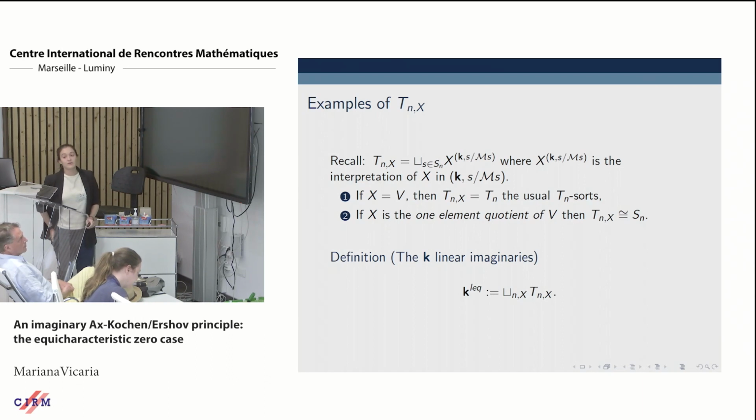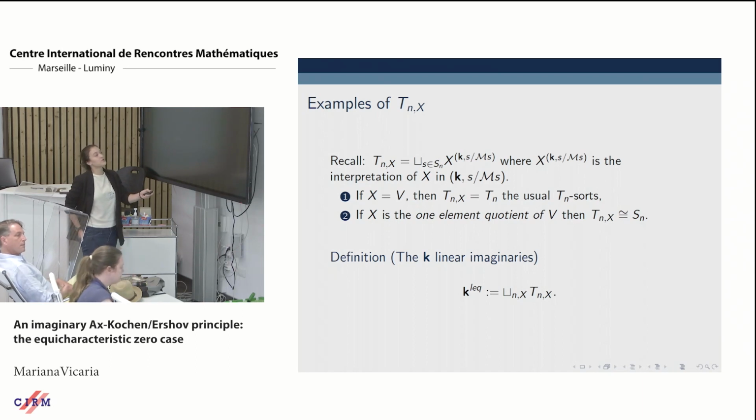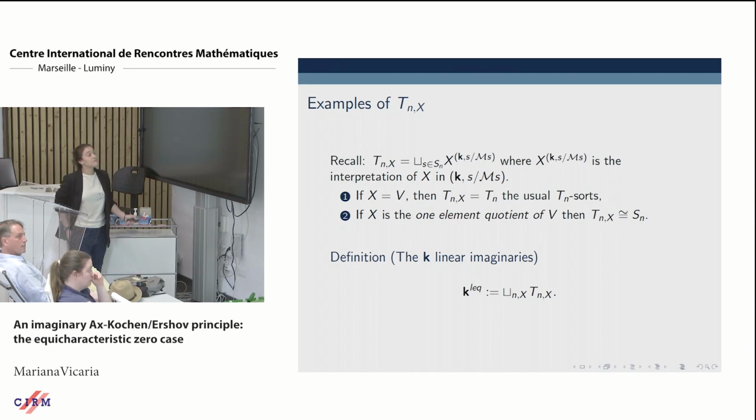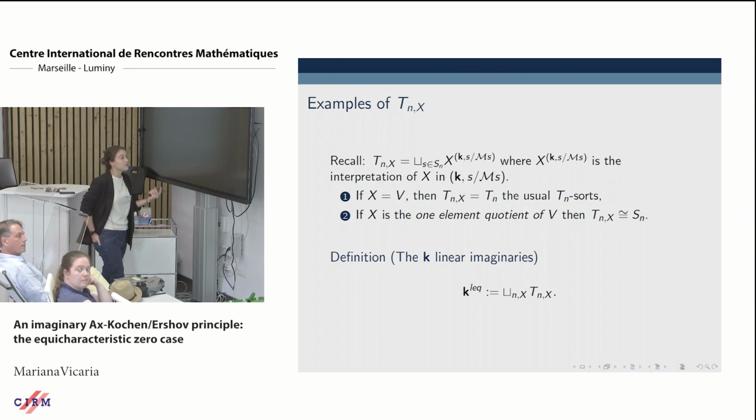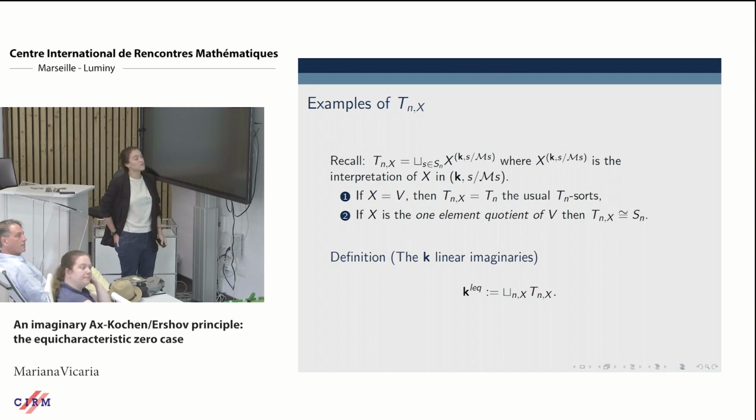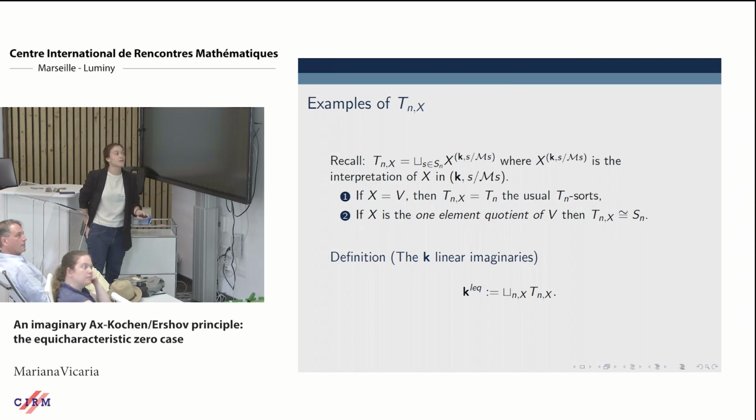So let's give some examples of these T_n^X sorts. For instance, if you start with your set just the entire vector space, what you obtain is the usual T_n sorts, right? But if you look at the one element quotient of the vector space, so we are collapsing the entire vector space into just one single point, you obtain something that is just isomorphic to S_n.